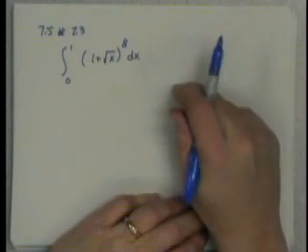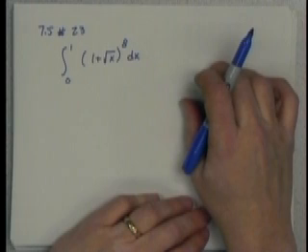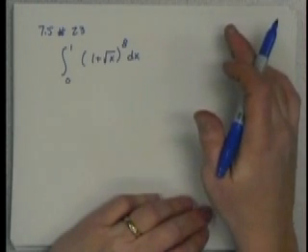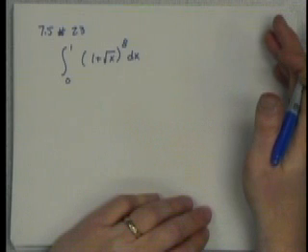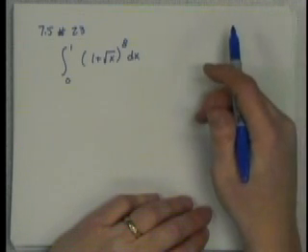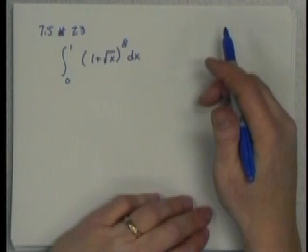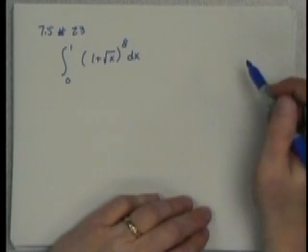Partial fractions is used when we have rational expressions, usually polynomials. This doesn't look like that. So what's left? Anybody have some suggestions on this one?